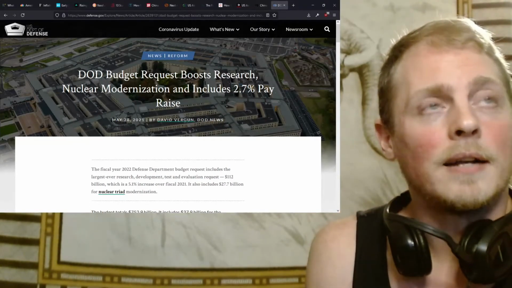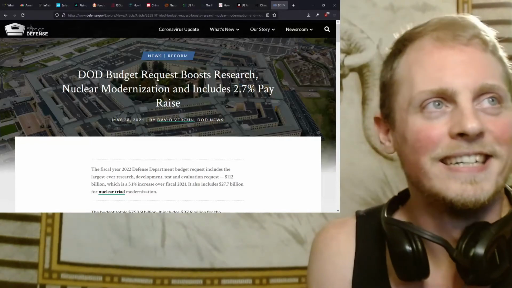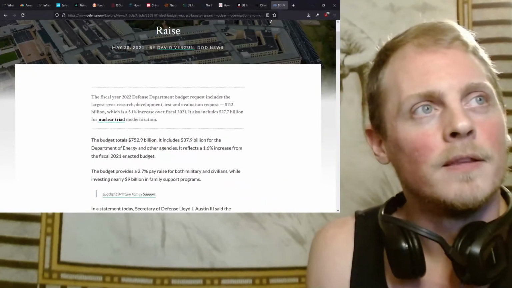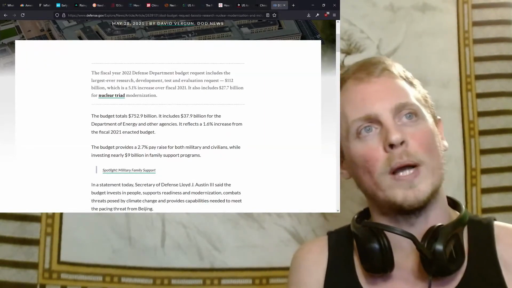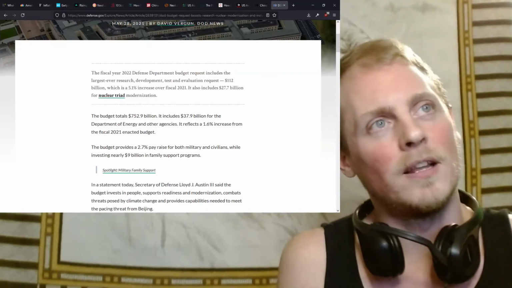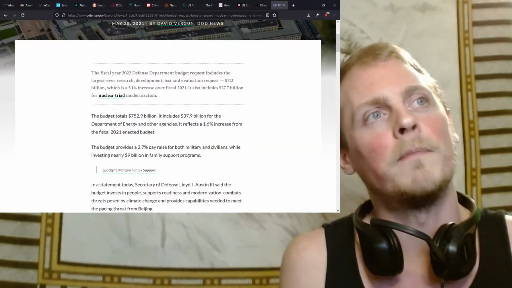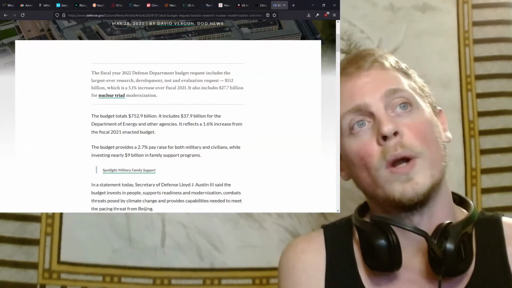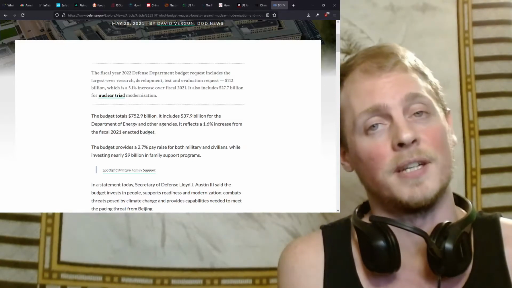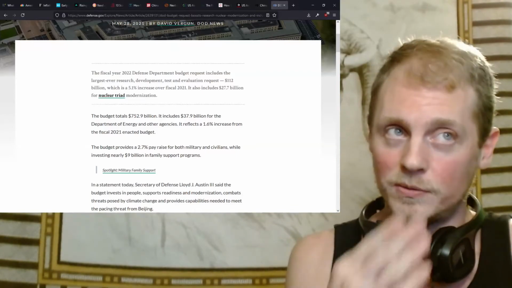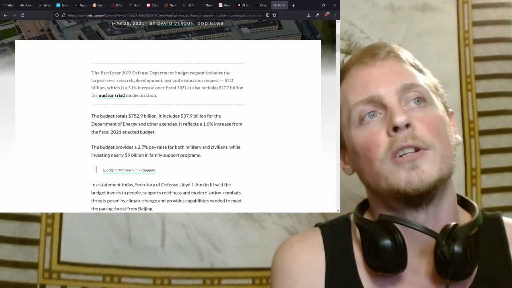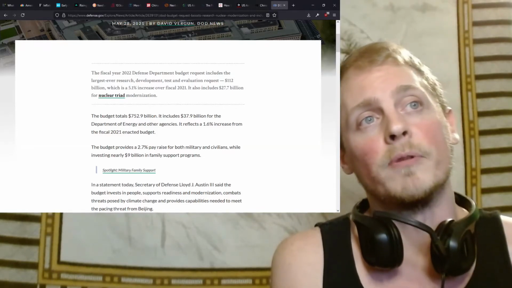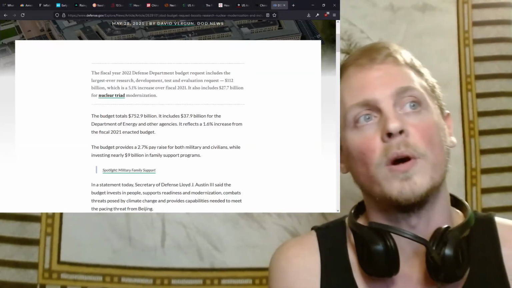U.S. Department of Defense.gov. So this is a government website, all right? DOD budget request boosts research, nuclear modernization, and includes 2.7% pay raise. Fiscal year 2022 Defense Department budget requests include the largest ever research, development, test, and evaluation requests, $112 billion, which is a 5.1% increase over fiscal 2021. It also includes $27.7 billion for nuclear triad modernization. This is the Biden budget right there. The budget totals $752.9 billion. It includes $37.9 billion for the Department of Energy and other agencies. It reflects a 1.6% increase from the fiscal 2021 enacted budget.